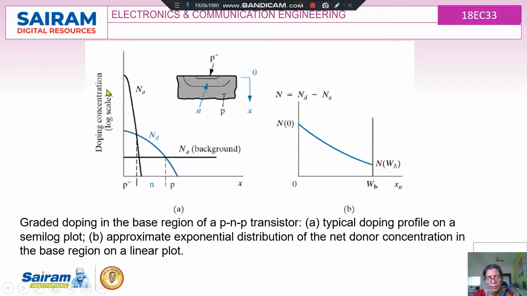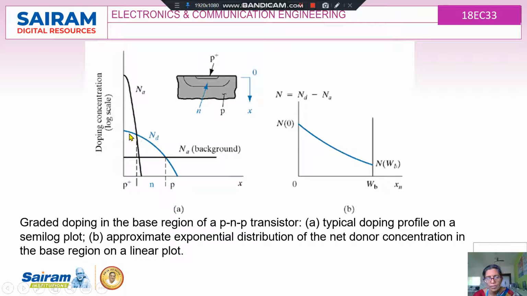We can see that the total doping in the base region is the sum of the acceptor and donor ions. We assume that n of 0 is the number of charge carriers present at the emitter junction, and n of WB is the number of charge carriers present in the base region. So the total charge carriers present in the region is given by N equal to ND minus NA, where ND is the number of donors and NA is the number of acceptors.